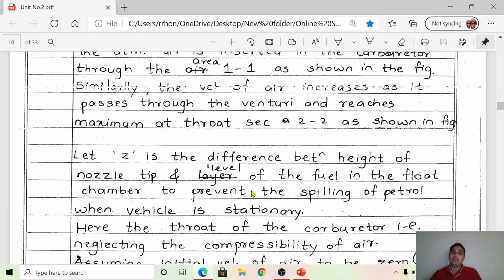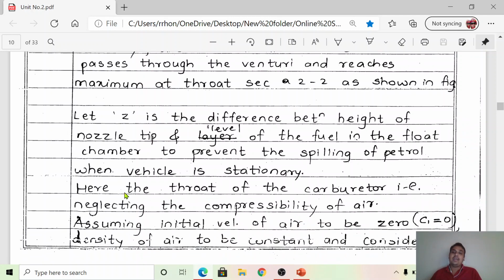Okay, so in this case, as we already discussed, Z is the difference between the height of the nozzle tip and the level of fuel in the float chamber, to prevent the spilling of petrol when the vehicle is stationary. As we discussed earlier, here is the throat of the carburetor, neglecting the compressibility of air. So we are looking to understand the derivation where we neglect the compressibility of air. So what do we mean by neglecting the compressibility of air?